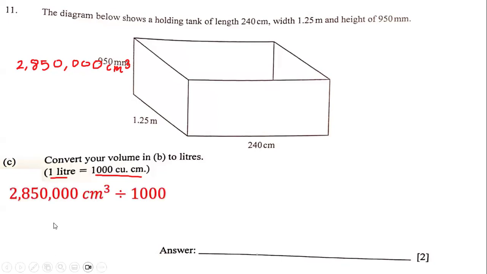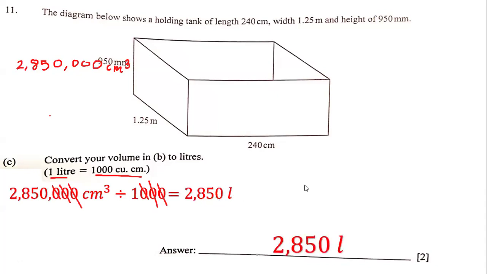And you get 2,850. So we have to divide it by 1,000. If you divide it by 1,000, that's basically canceling the zeros at this point. So we cancel this 0 with that 0, this 0 with this 0, and this 0 with this 0. And so this is going to be equal to 2,850 liters. And that's our answer there.